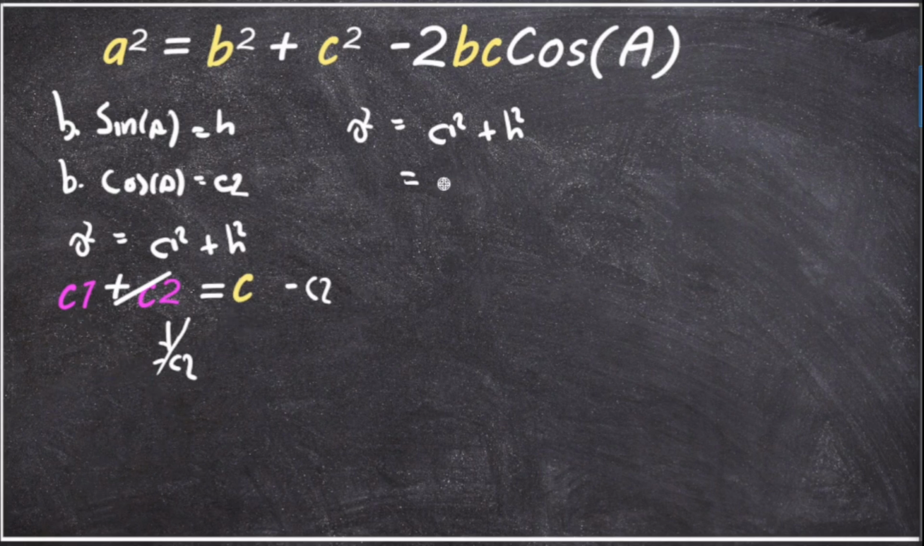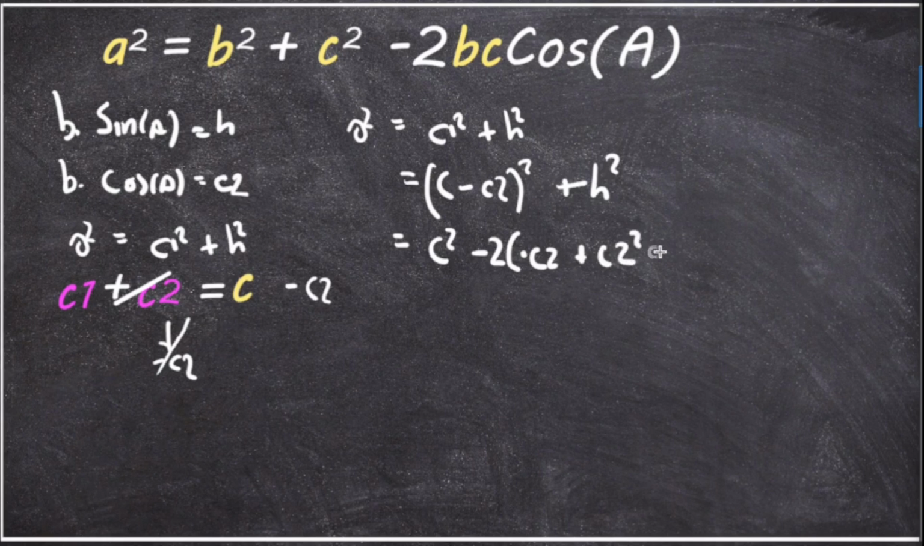So C1 squared must be equal to C minus C2 in brackets squared, and adding H squared to that gives us A squared. So if we multiply out the brackets, we get C squared minus 2 times C times C2 plus C2 squared, and H squared is added to that.